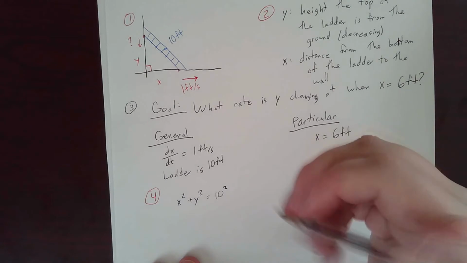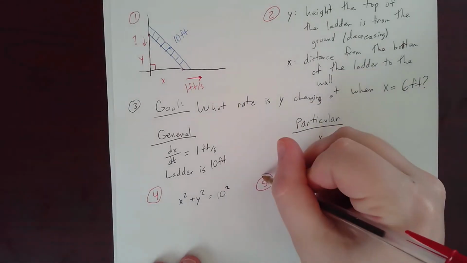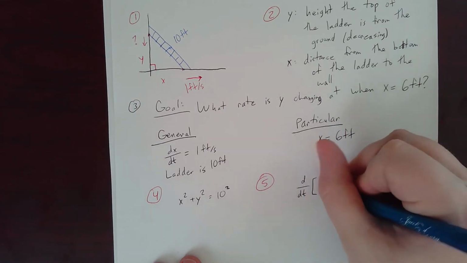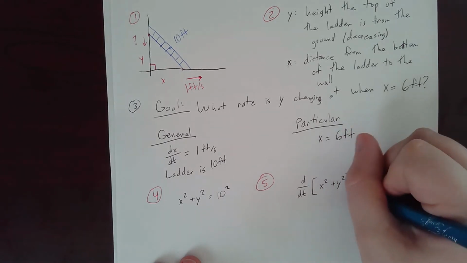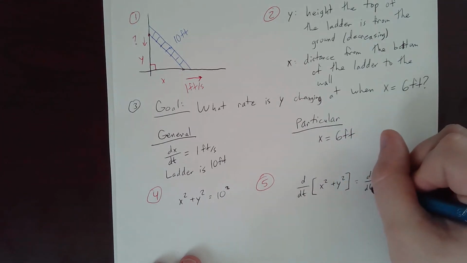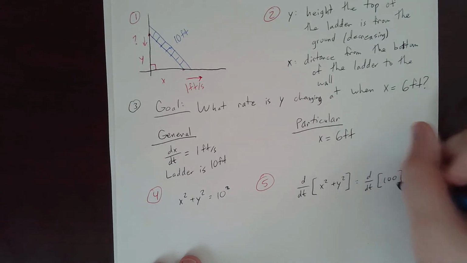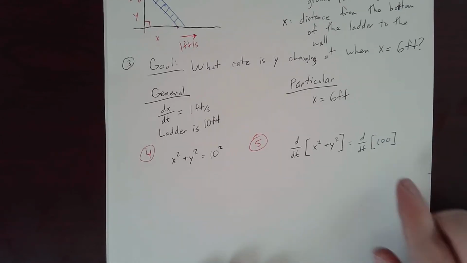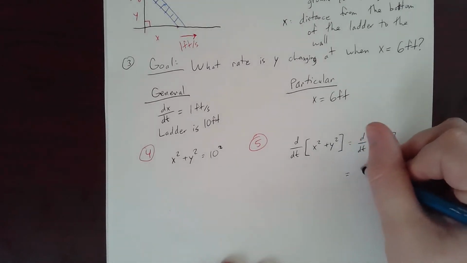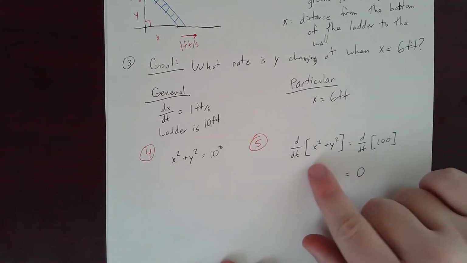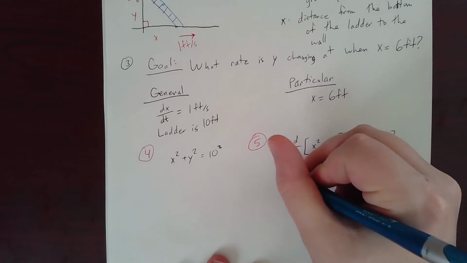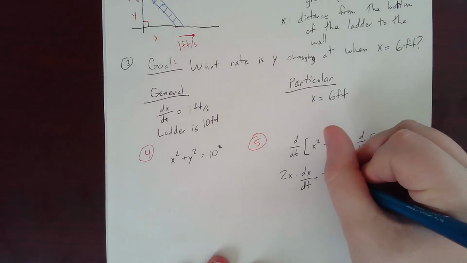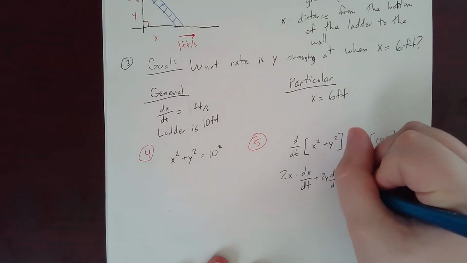And so in our next step, we want to go ahead and take the derivative. So we want the derivative with respect to time of x squared plus y squared, and set that equal to the derivative with respect to time of 100, which remember is just 10 squared. Alright, so on the right, the derivative of a constant is just 0. On the left, we have to take the chain rule for both of these. So we'll have 2x times dx/dt plus 2y times dy/dt.